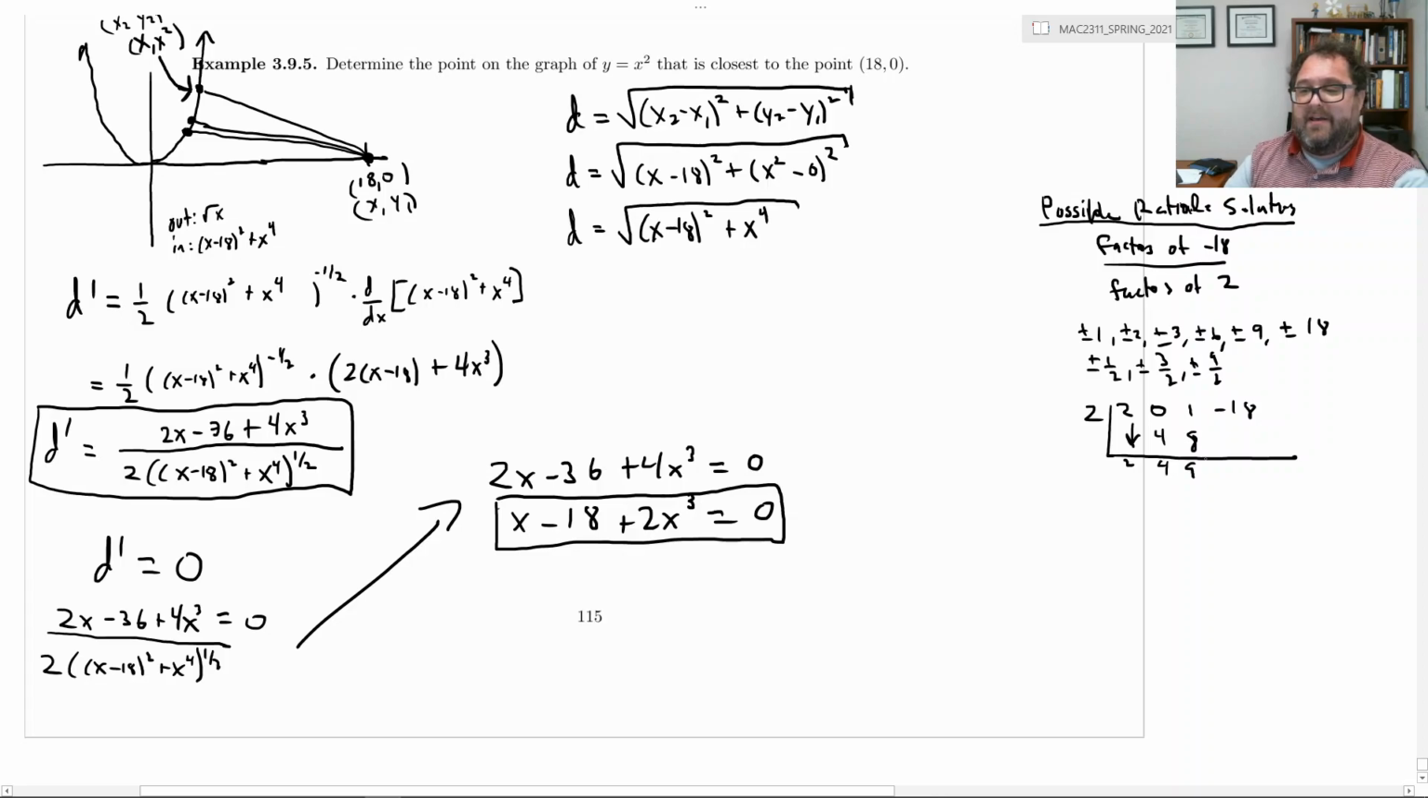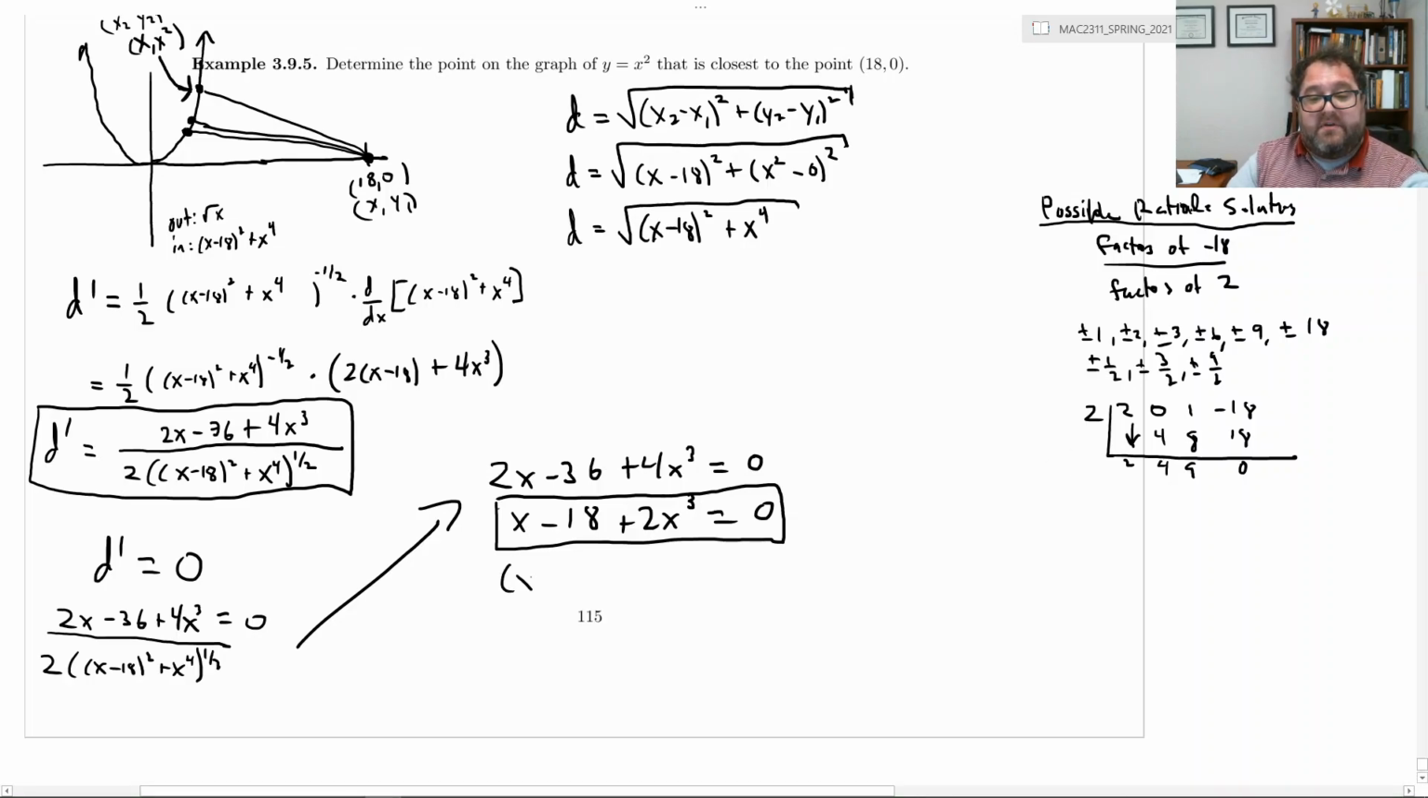Oh, hey, I was not expecting that. 9 times 2 is 18. 18 minus 18 is 0. That wasn't so bad. 2 worked. And you can verify that by just plugging a 2 into the equation to see if it makes a true statement. Let's verify. 2 minus 18 plus 2 times 2 cubed. 2 cubed is 8, equals 0. So 2 is a 0.